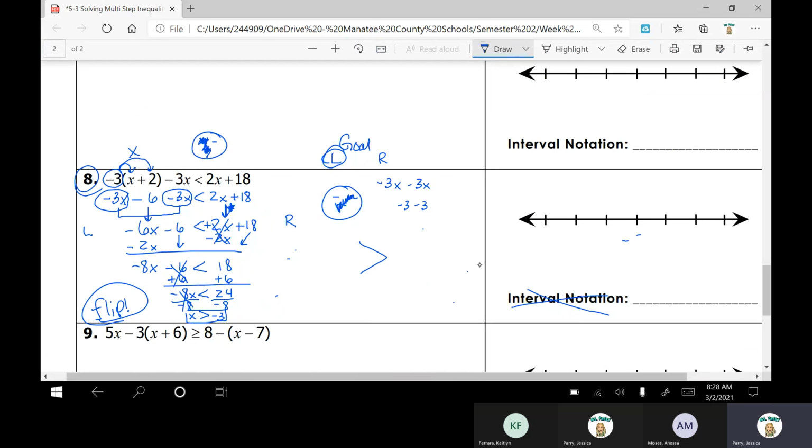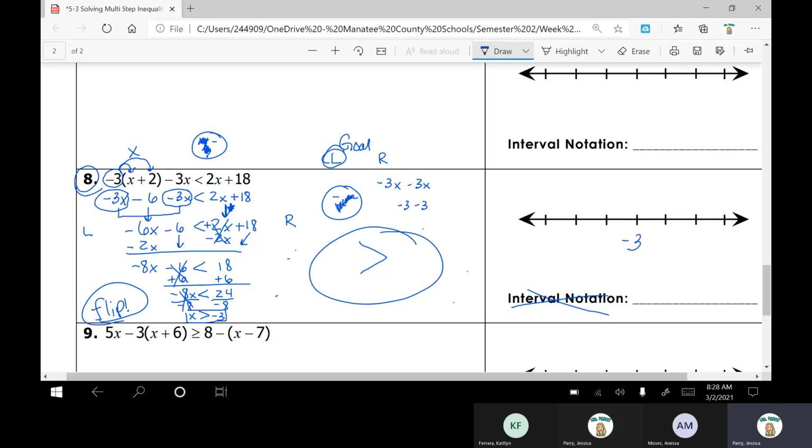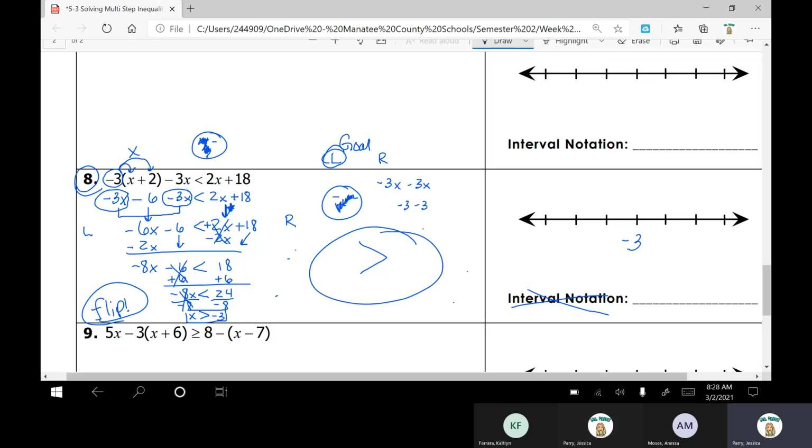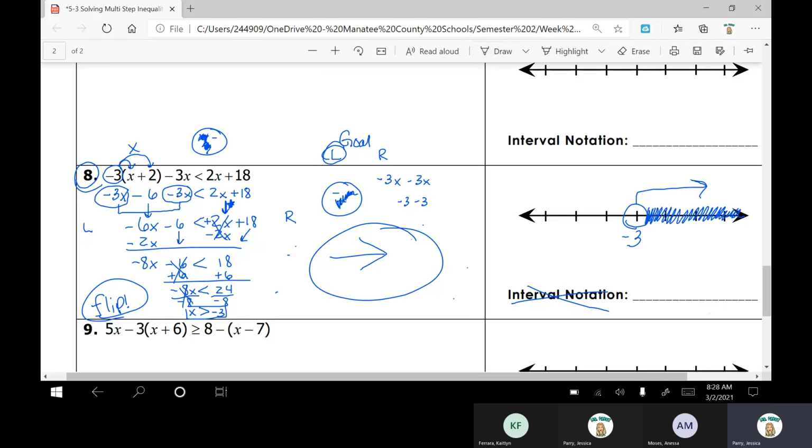Here's my -3. Here's my sign. Less ink for the sign, less ink for the dot, open dot on -3. Turn it into an arrow. So we're going to shade everything to the right. Make it nice and bold. Or you can go up and over. That was number 8. Yep. Let's keep on going.